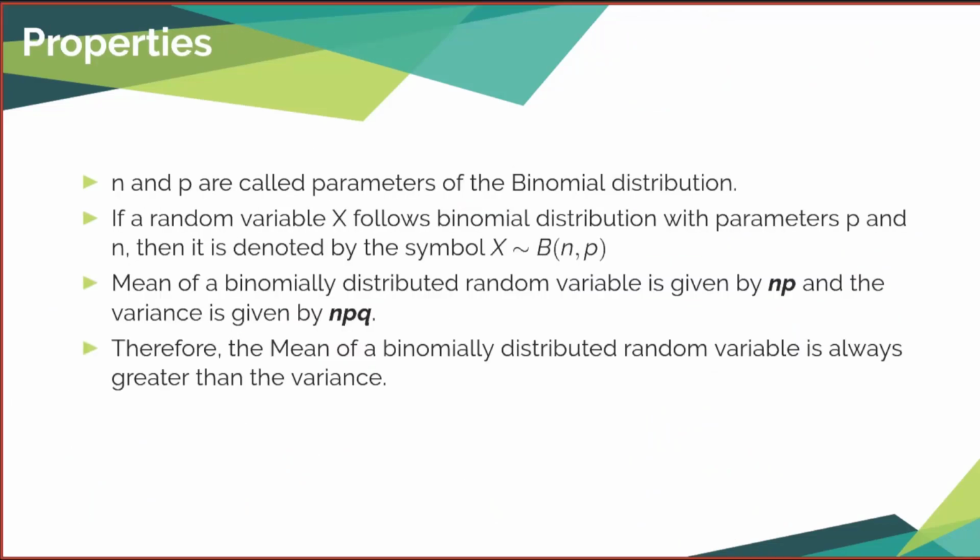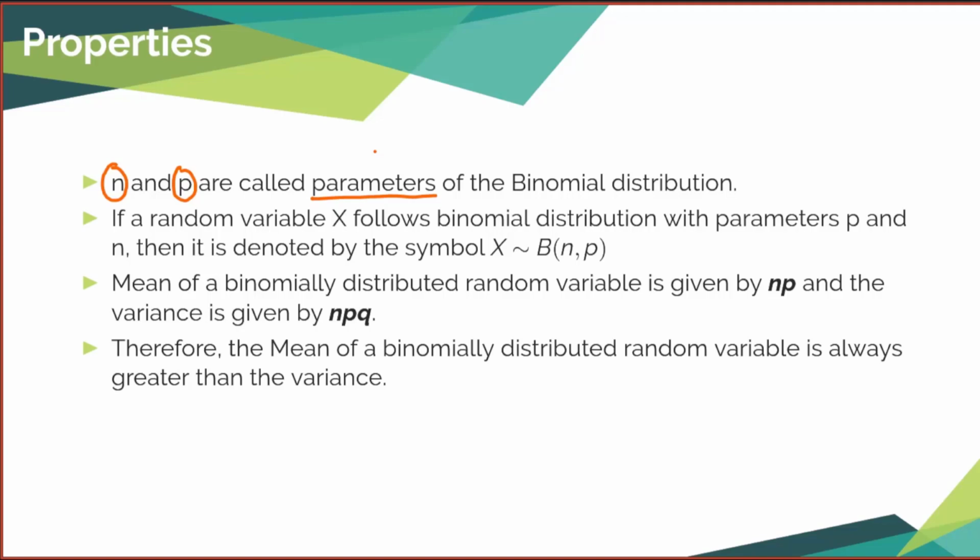Now there are certain properties of the binomial distribution. First of all, this n, that is the number of repetitions, and p, the probability of success, are called parameters. Every distribution will have its own set of parameters, and these parameters are somehow the characteristics of the distribution.